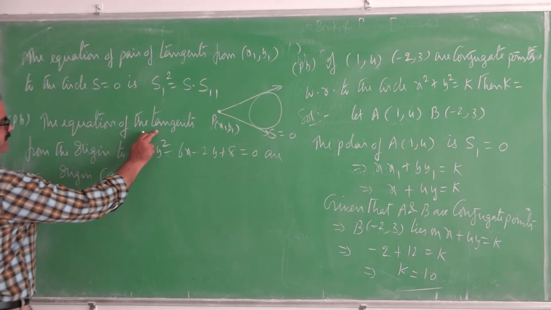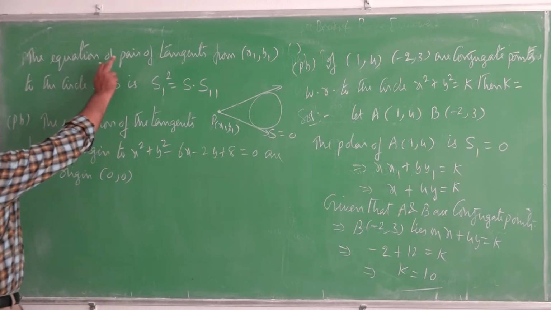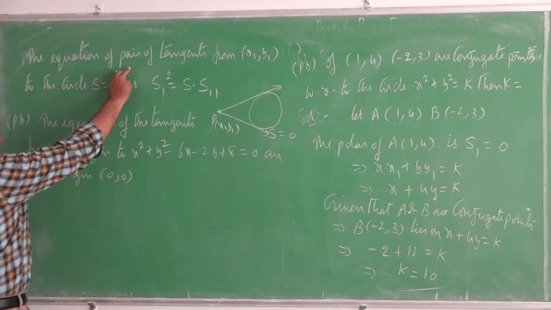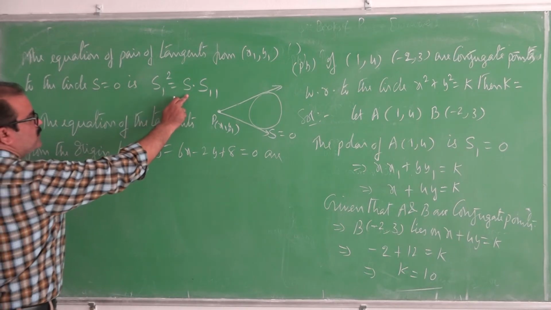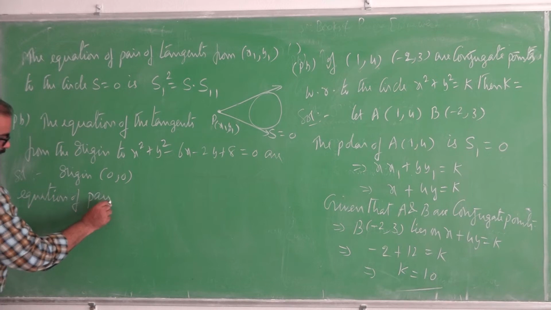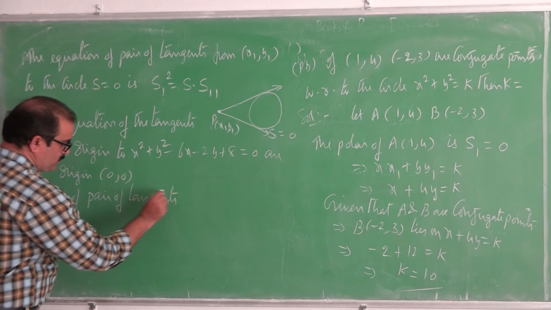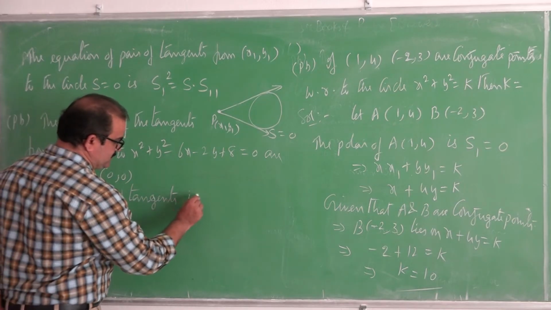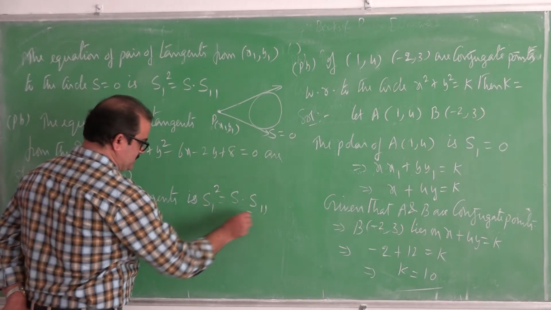Find equation of the tangents from origin to the circle. What is the formula to find equation of two tangents? Pair means 2. From any point to the circle, S1 square is equal to S into S11. Write that formula. Equation of pair of tangents is S1 square is equal to S into S11.